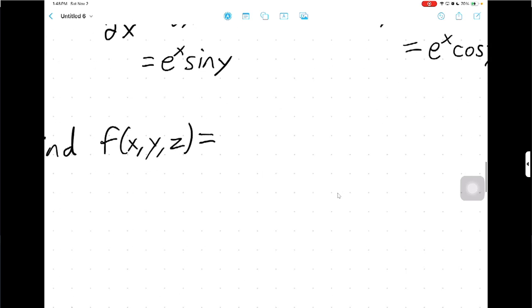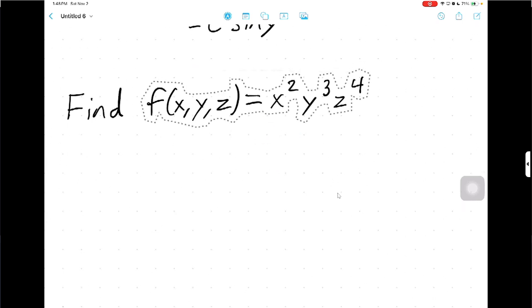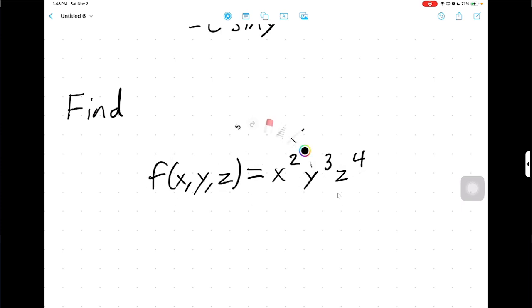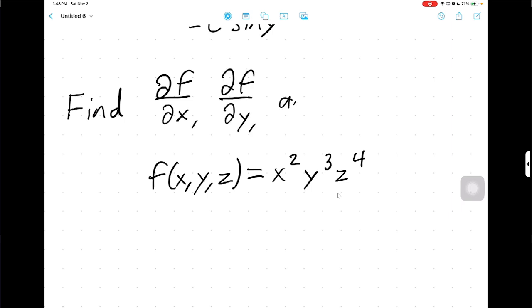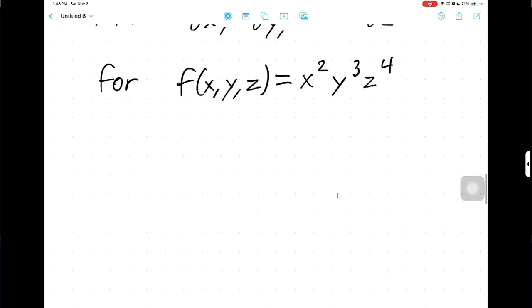All right. So let's say we had f of x, y, z is equal to, let's not use e to the x, let's say x squared y cubed z to the 4th, like this. And then the question asked you to find the partial derivative of f with respect to x, partial f with respect to y, and partial f with respect to z, like so.